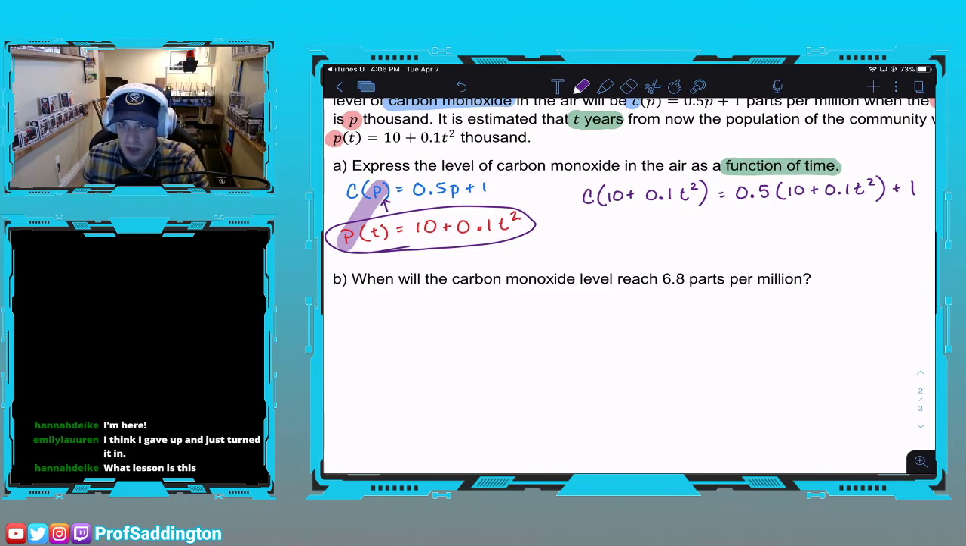And then all I'm going to do is simplify down that right side by distributing the 0.5 in. 0.5 is the same thing as saying 1/2. So if I do 1/2 of 10, that's really just going to be 5. And then I could do 1/2 of 0.1, which is really just going to be 0.05 t squared plus 1. And then we can combine like terms, and 5 plus 1 would give us 6.